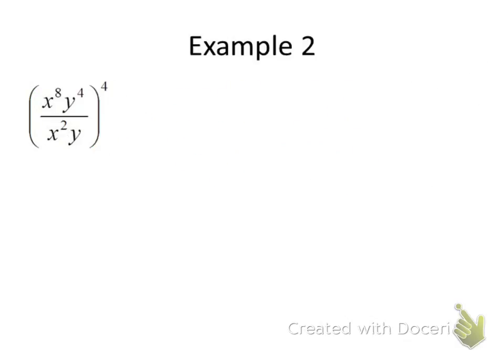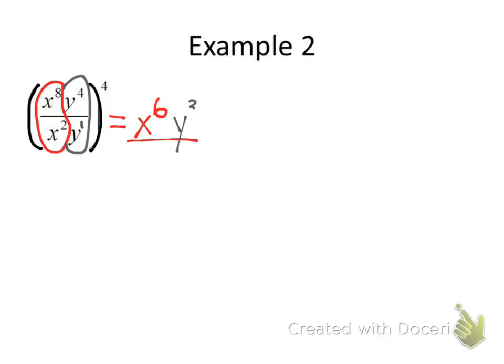So for number 2, again, it's already written in your notes, so we should be able to jump right in. Simplify what's in parentheses first. So here I have x to the 8th over x to the 2nd. What is that going to give me? X to the 6th, and that's in the top, right? Alright, next I'm going to look at my y's. I have y to the 4th over y to the 1st, which gives me what? Y to the 3rd.